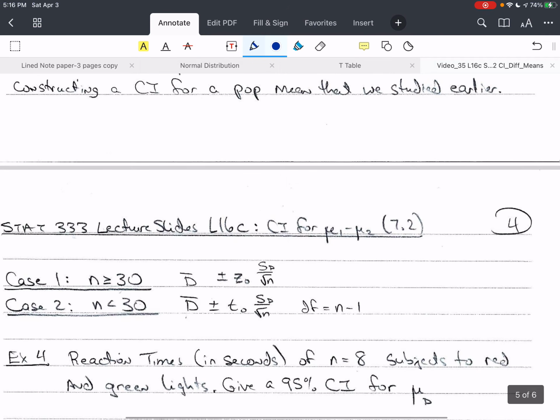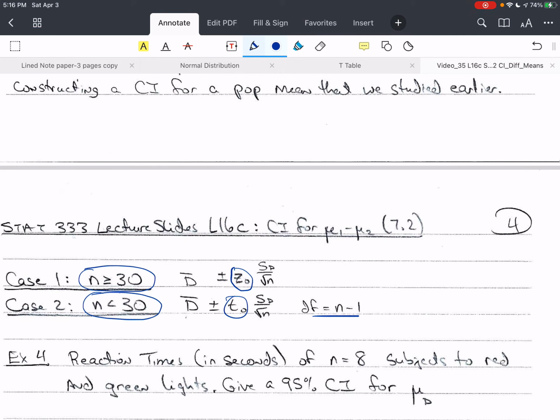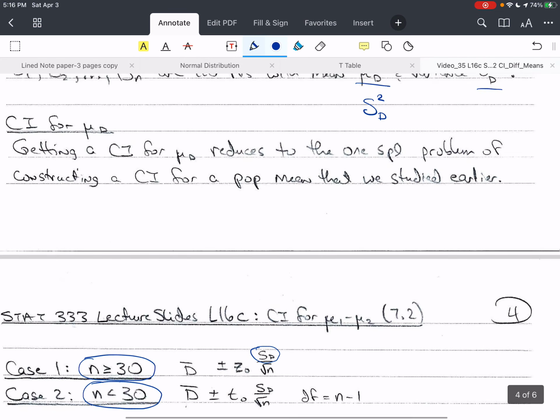And so we have 2 cases here. We have the case where n is greater than or equal to 30, and in that case we will use z naught. And then we have the second case where n is smaller, and we will use t naught with n minus 1 degrees of freedom. So much simpler than the Welch's t-test here. All right. So we have some quantities, S sub d.